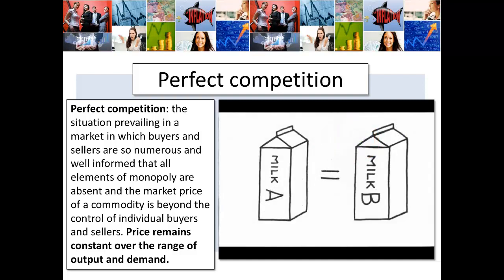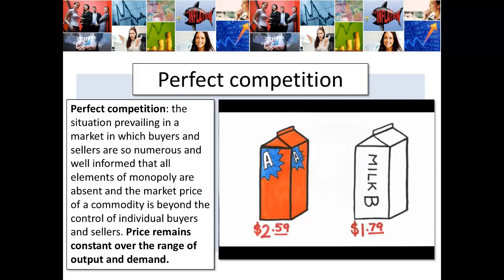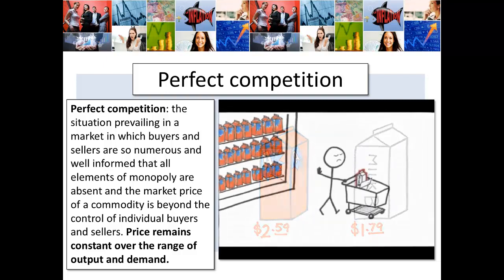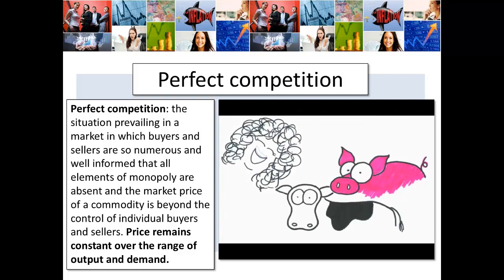Three, there's perfect information. It's actually not enough for products to be identical. Everyone has to know that the products are identical. Otherwise, we could be fooled by things like pretty packaging or celebrity endorsements. In a perfectly competitive industry, firm versus firm advertising is useless. All you'd be doing is driving up your own costs, and then customers would just buy from a cheaper competitor. However, you may see industry-wide advertising like the Got Milk campaign, pork, the other white meat, or beef, it's what's for dinner. These kinds of campaigns raise demand for each firm's product across the industry.